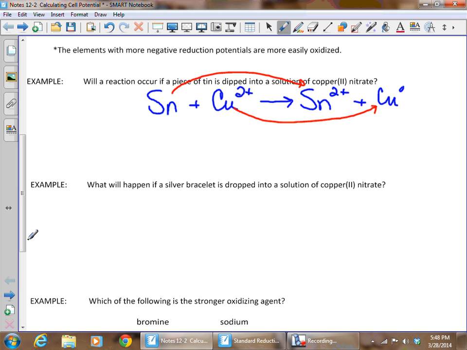So in order for this reaction to occur, copper has to be the most easily reduced. So that's the question we want to ask ourselves. Is copper the most easily reduced substance? So what we want to find on the chart is both copper and tin and see where they are on the chart relative to each other.